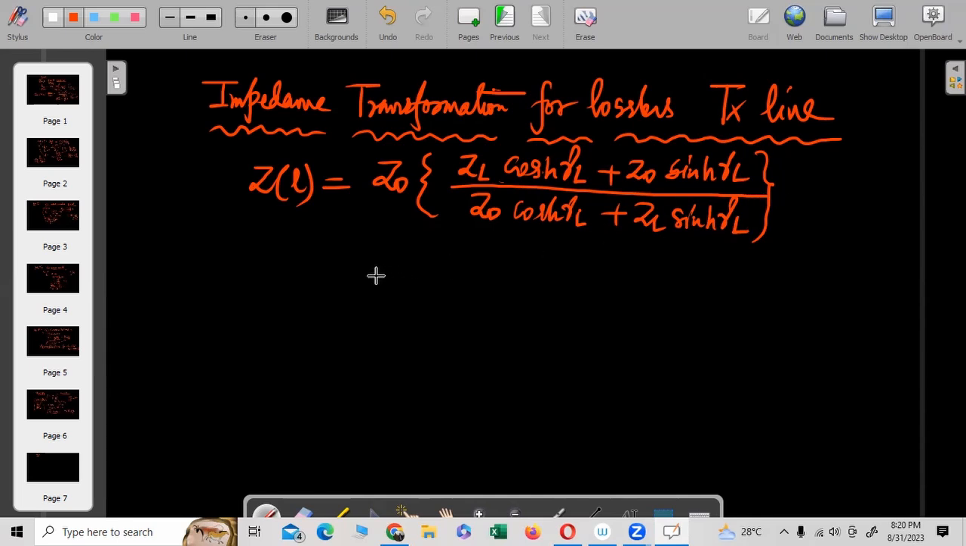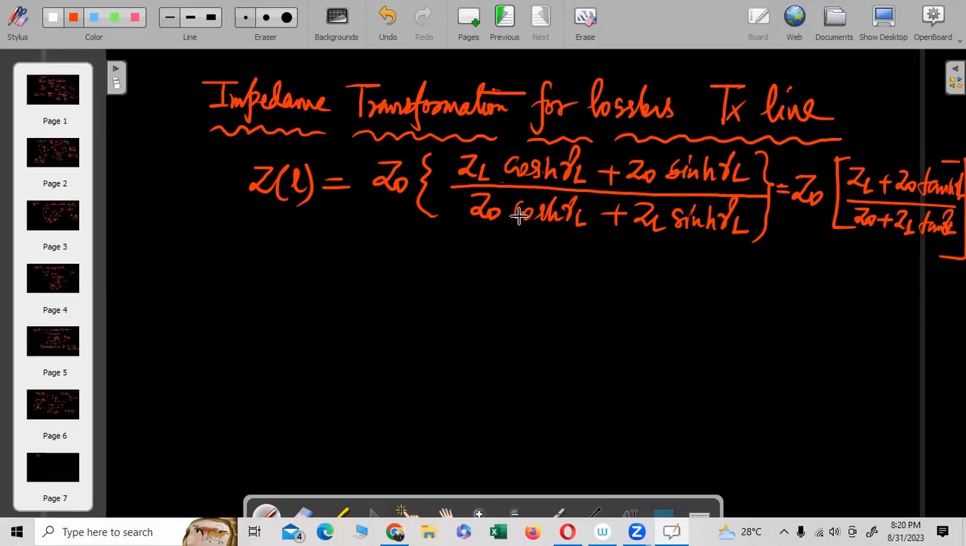Now from there also you can write in this form. Today also I told. Oh, Zoom has some problem. That is (ZL plus Z naught) into tanh gamma L. That also, in some books, it is written in the form of tan.